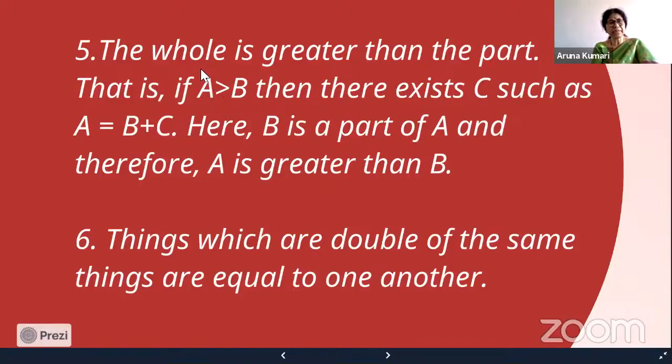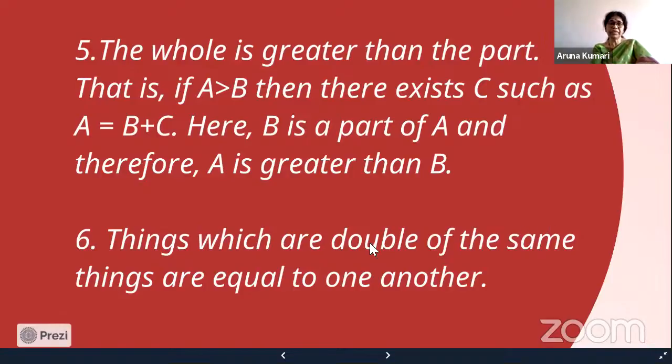See, here take 10 and here 7. 10 is greater than 7, you know very well. There exists C such that A equals B plus C. That means 10 equals, if it is 7, then C will be 3. That is 7 plus 3. Here, B is a part of A. Yes, 7 is part of 10, and therefore A is greater than B. Definitely, 10 is greater than 7 and also 3. So 7 and 3 are parts, 10 is the whole. The whole is always greater than the part. And the sixth one, I think this is the final one. Final axiom of Euclid.